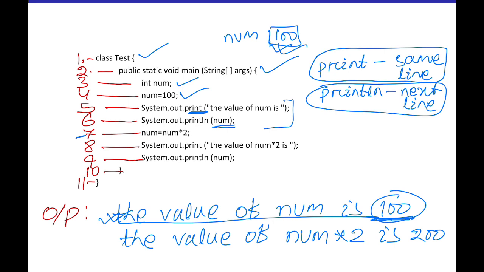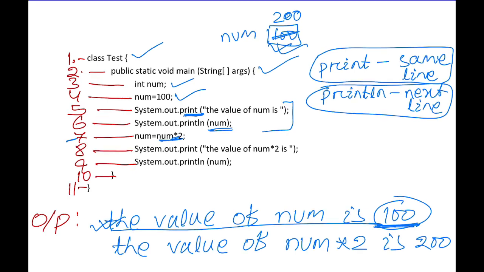So line number 7, num equal to num multiplication 2. So here it assigns num the value of num times 2, or we can say here this star is treated as a multiplication in Java, and the value of num is updated to 200. So 100 multiplication 2, that means 200.